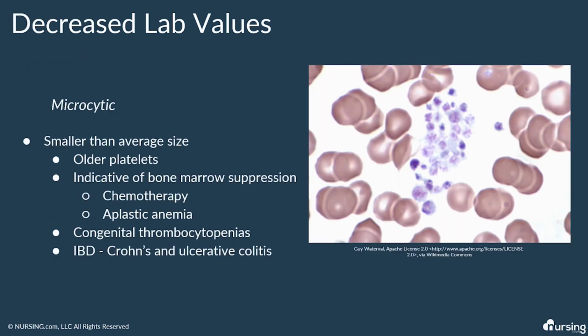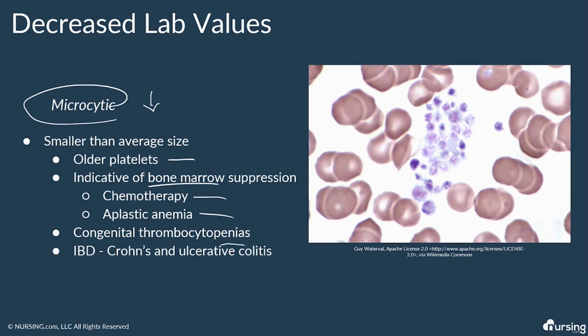Lab values will be decreased, or the average size of platelets will be smaller or microcytic when platelets are older, or it could even be indicative of bone marrow suppression. This could be if someone's receiving cytotoxic medication therapy like that of chemotherapy, and in patients with aplastic anemia.